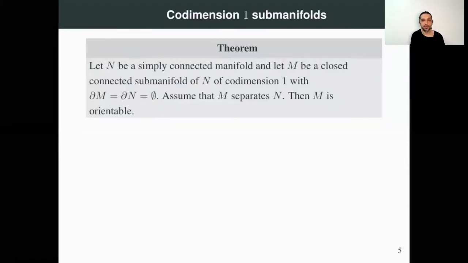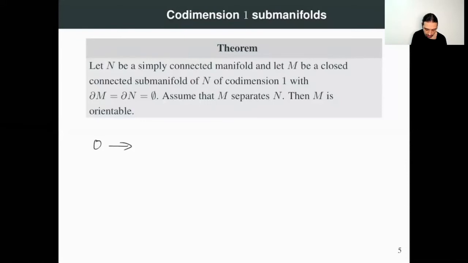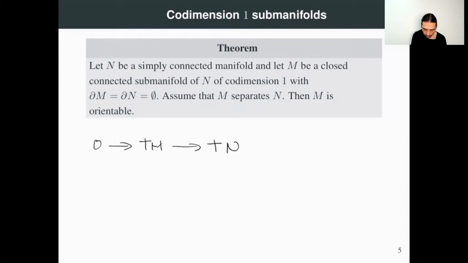Now let us consider the following corollary of the previous result. Let N be a simply connected manifold, and let M be a closed connected submanifold of N of codimension 1. Let us assume that these manifolds are without boundary and that M separates N. Then M is orientable. Okay, what we have is that there exists this short exact sequence.